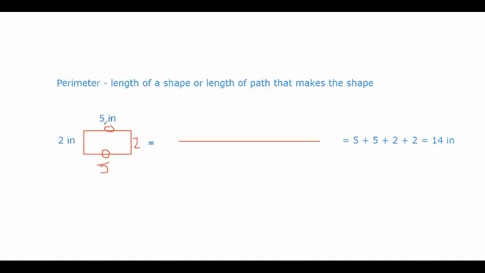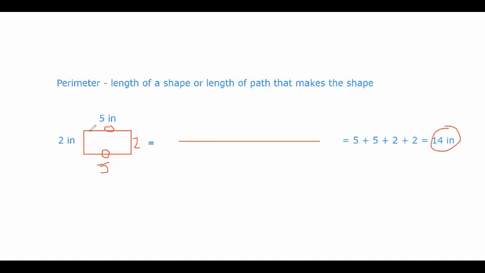When they ask you for the perimeter of this rectangle, all you have to do is just add the length of the sides. So 5 plus 2 plus 5 plus 2 is equal to 14, as you can see. Here I just showed you that what you're doing is finding out the length of these lines. You're just adding them up.